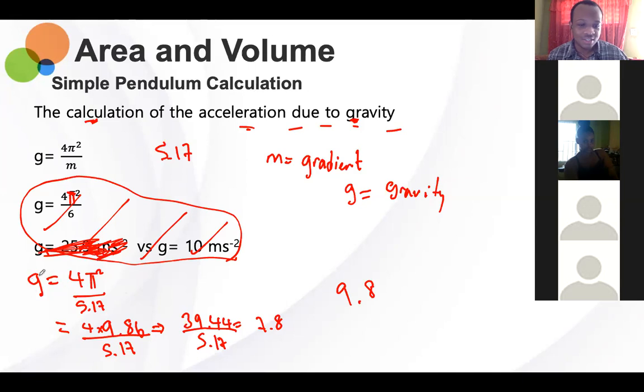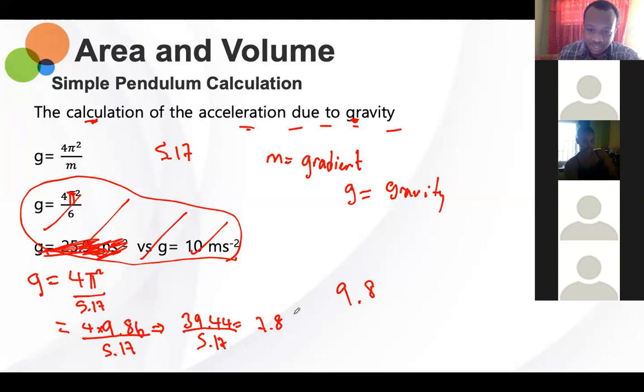So G, gravity, is equal to 4 pi squared. Pi squared is about 9.8. If we times pi by pi, we get about 9.8. Then we times that by 4, and we get about 39.44. Then we divide this by 5.17, which is our gradient, M, and we get about 7.8.